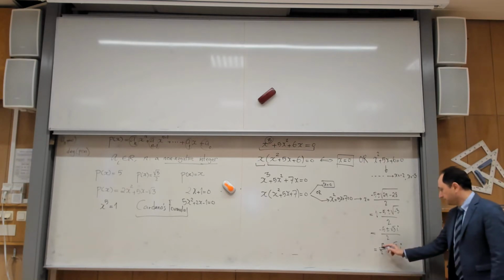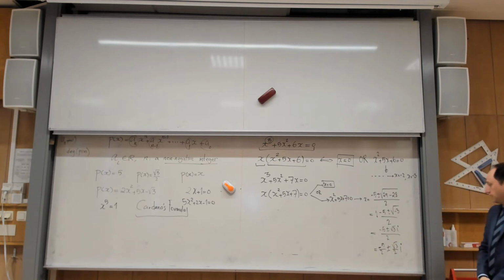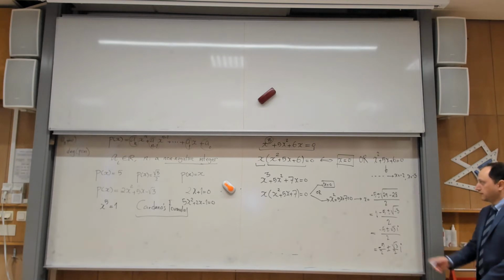So those are the solutions of this equation in the set of complex numbers. But you see that still I have 3, not more.